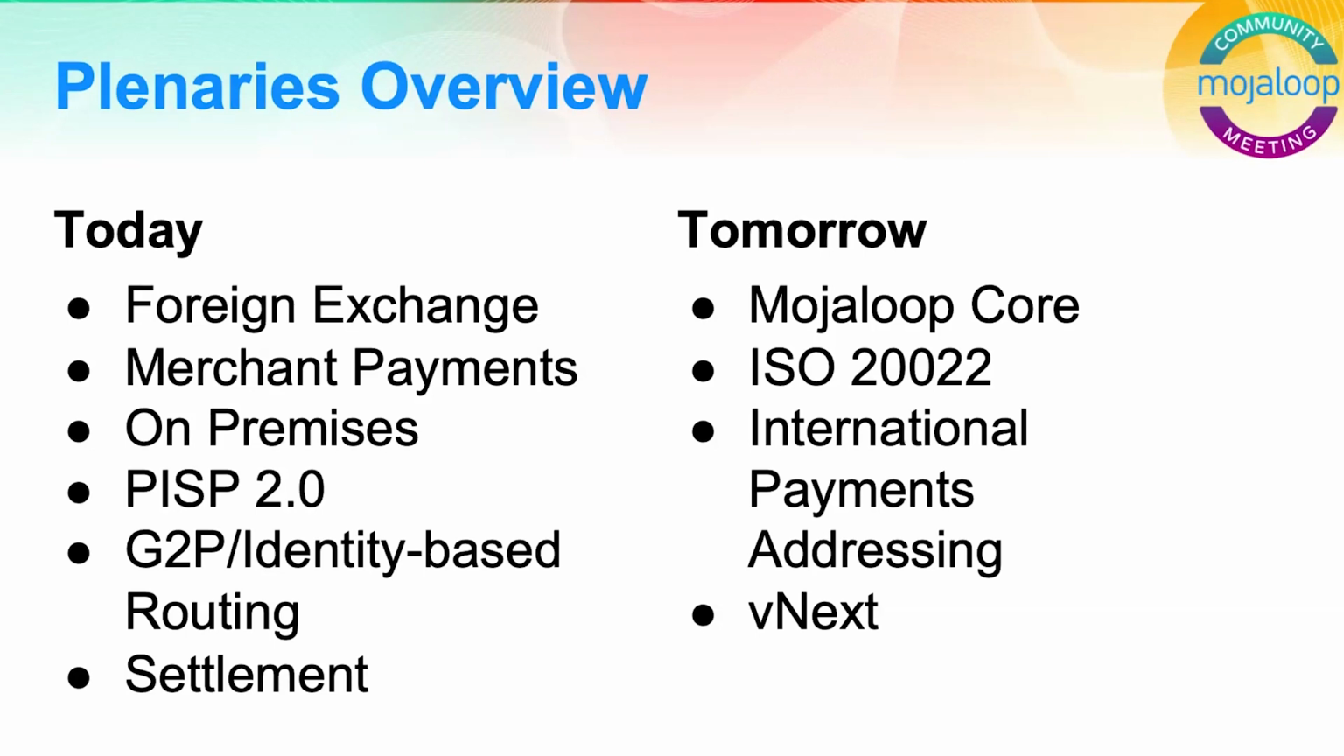The next one, G2P, identity-based routing. This is an important work stream for us, which emphasizes our place in the DPI community. So how Mojaloop is at the heart of any payment-related item or anything to do with digital public goods or digital public infrastructure. And in particular, social payments, G2P, this is our route into securing our place there.